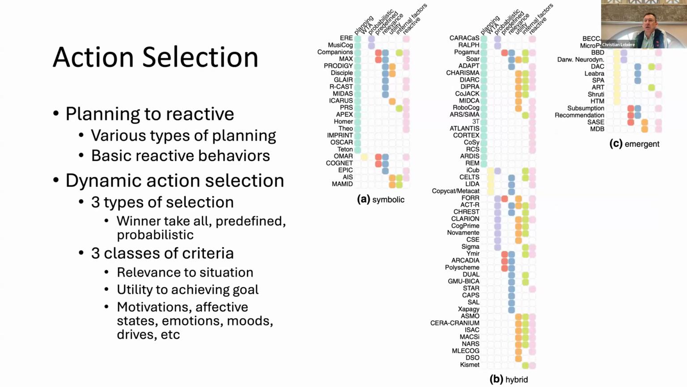Action selection, how the architecture acts in the world and selects actions, is also a fundamental aspect, ranging from systems that are primarily reactive to systems that have planning as a core concept.